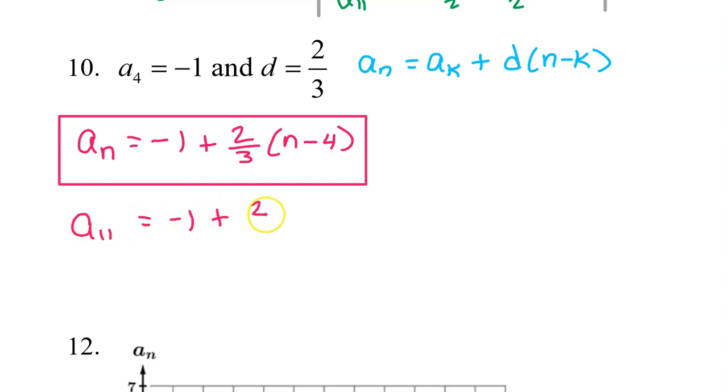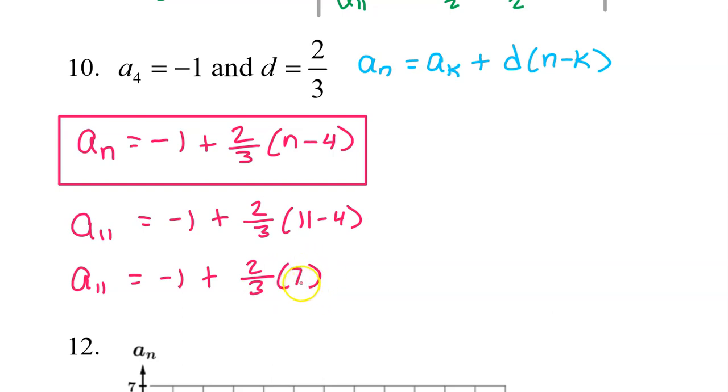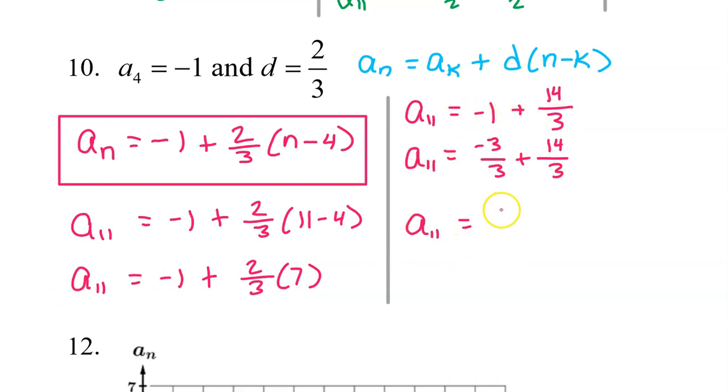We can use it to find a11, which will be negative 1 plus 2/3 times 11 minus 4. So a11 will equal negative 1 plus 2/3 times 7. 2/3 times 7 is 2/3 times 7 over 1. So you multiply straight across and get 14 over 3. Let's replace the negative 1 with negative 3/3 so we have like denominators. So a11 will equal 11 over 3.